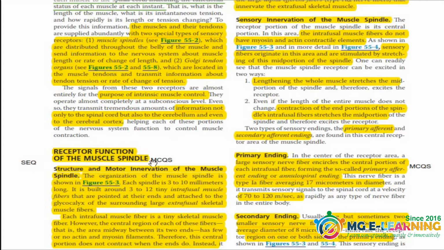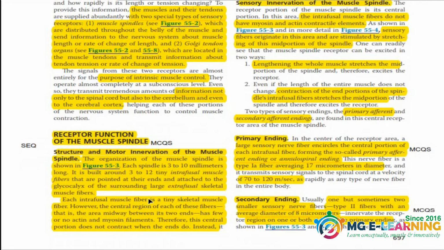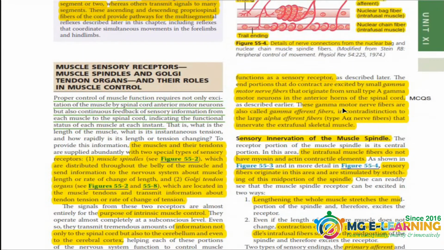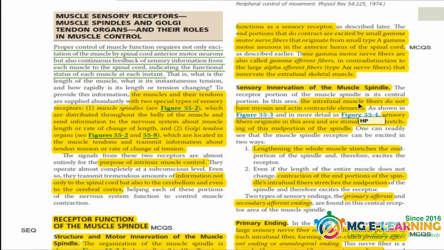This receptor function of muscle spindle is an important SCQ. You have to do this for paper along with this diagram. You have to draw this figure 15.4. This is a very important question, and it is also important for your MCQs. Next is the sensory innervation of the muscle spindle. These are all the detailed functions.